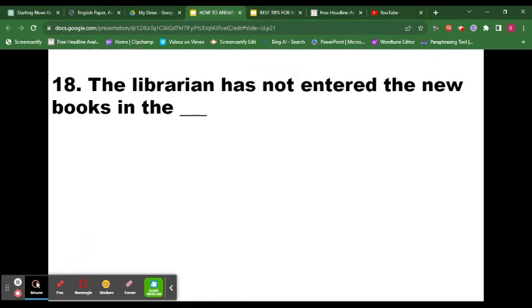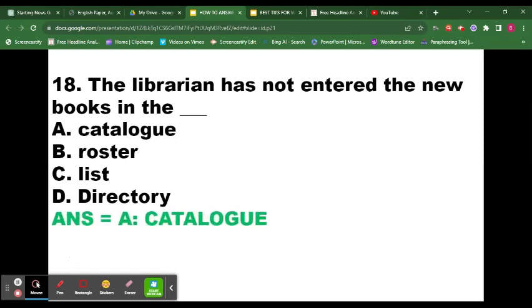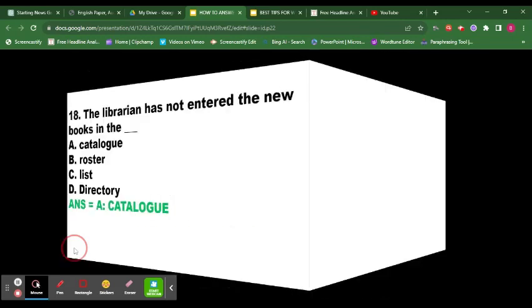Question 18. The librarian has not entered the new books in the dash. A, catalog. B, roster. C, list. And D, directory. The correct answer is A, catalog, because that belongs to the vocabulary of library. A catalog is the list of the books, where the records of the books are entered.